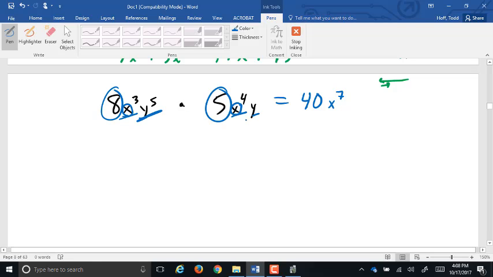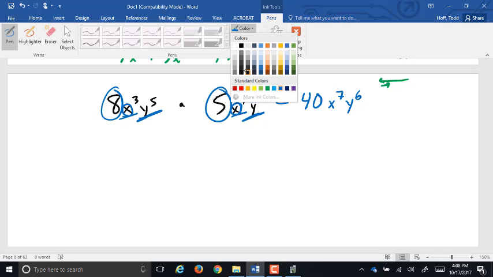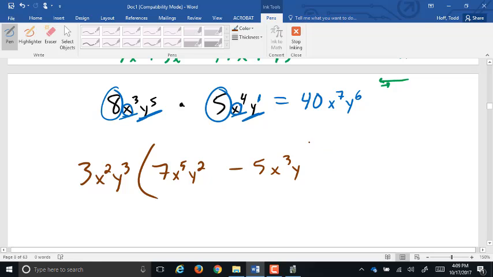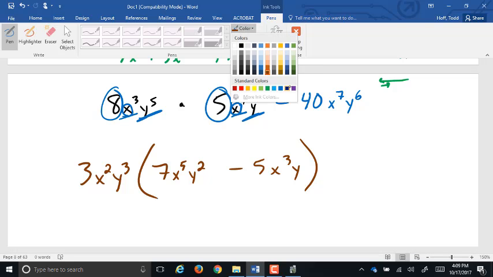How about y to the 5th times y? Y to the 6th. Good. We treat that as y to the 1, so it's 5 plus 1 is 6. Well, we've even seen problems like this: 3x squared y to the third times 7x to the 5th y squared minus 5x to the third y. Yeah, we'll call that good enough.